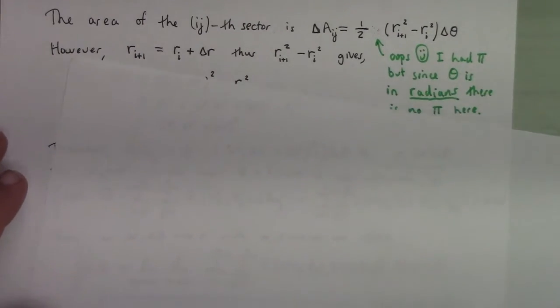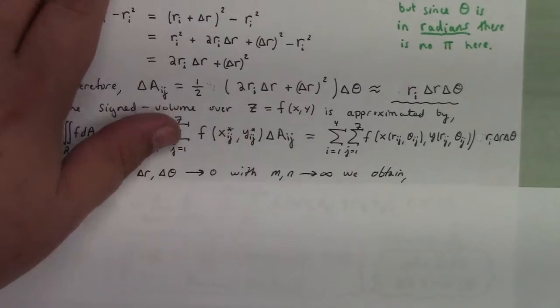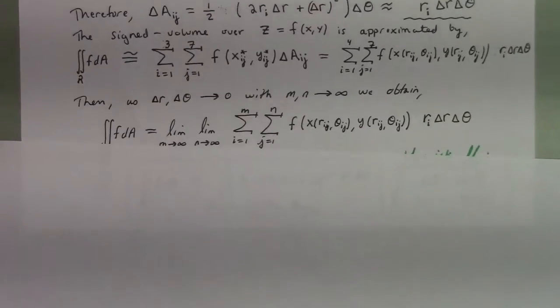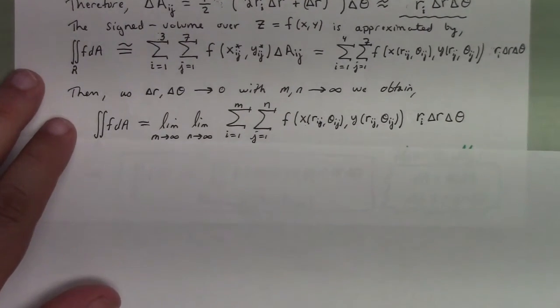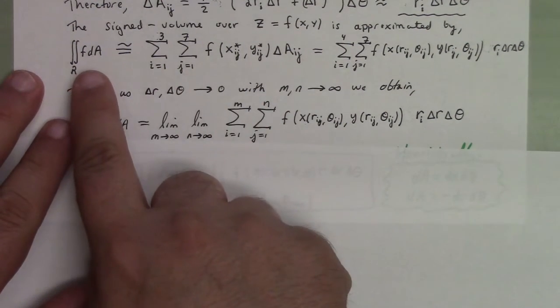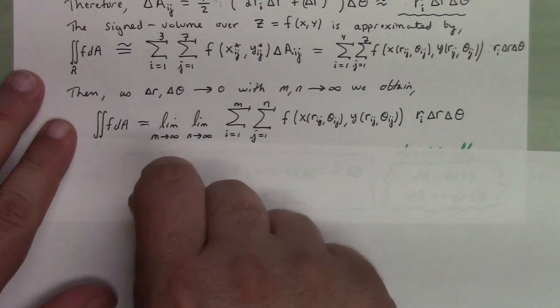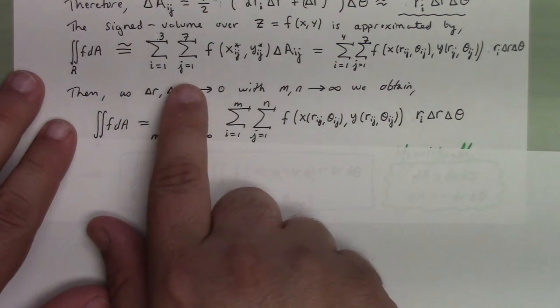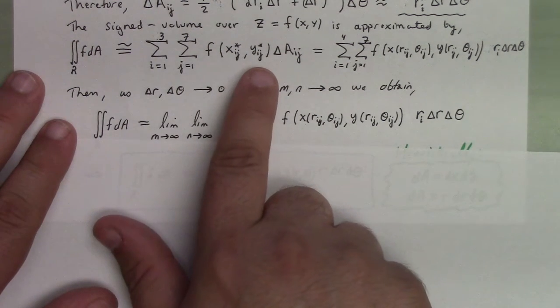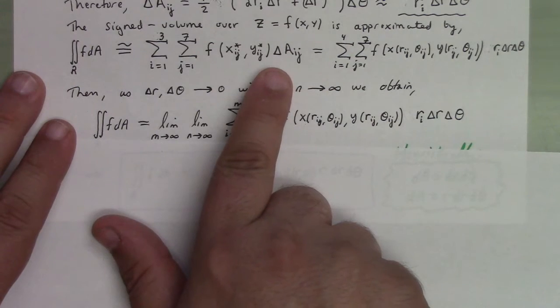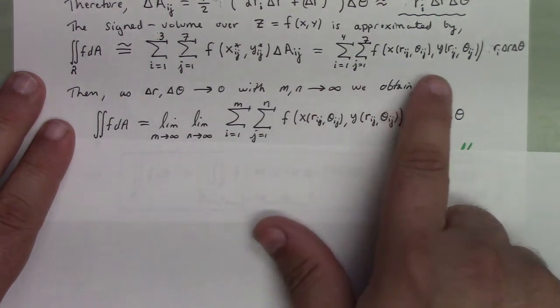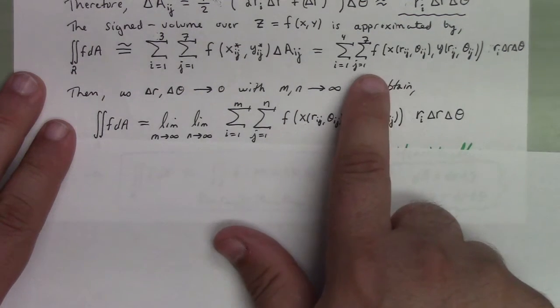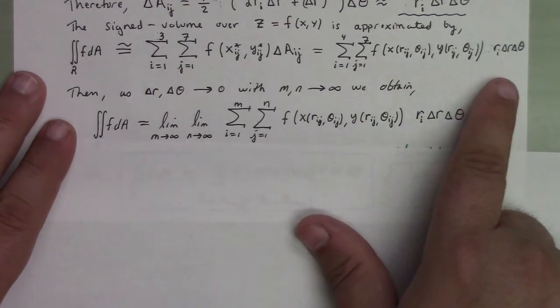But anyway, so to a good approximation, the signed volume of f over this region R, we can get from taking the sum i equals 1 to 3, j equals 1 to 7, f of appropriate sample points times the area of the ijth region, which to a pretty good approximation is exactly this.